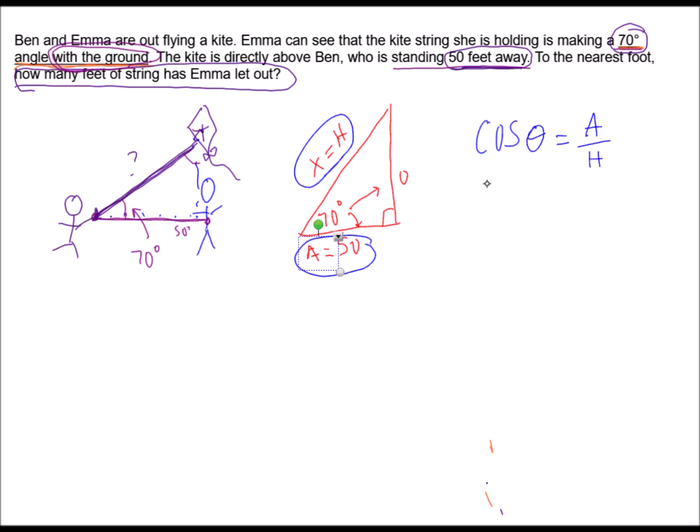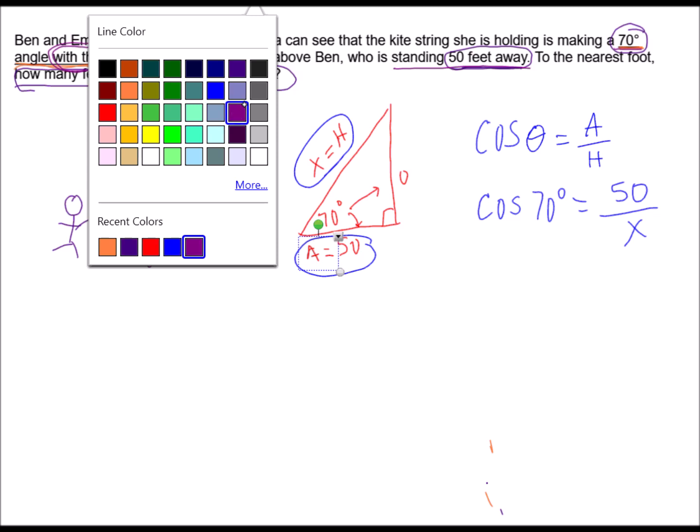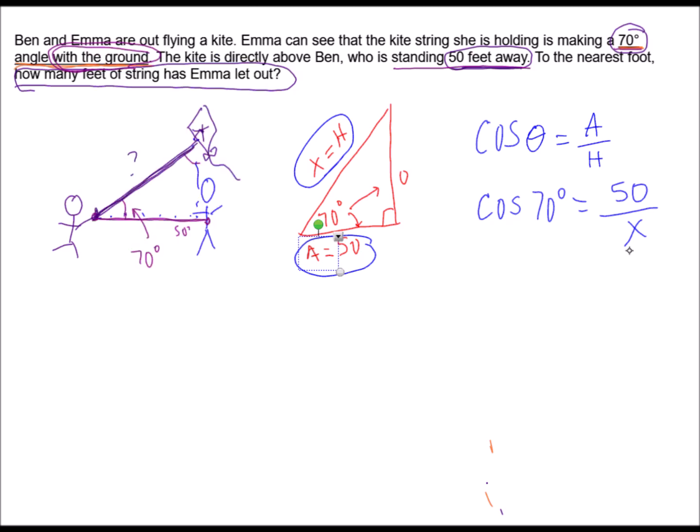Okay, let's plug in what we know. Cosine of the angle, which is 70 degrees, equals the adjacent over x, because I don't know what the hypotenuse is. Now to solve this one, you don't multiply by it. This time x is down in the denominator. So the trick to this is you just get to swap these guys. And the other form, like over here, if this had been cosine of 70 equals x over 50, then you multiply.